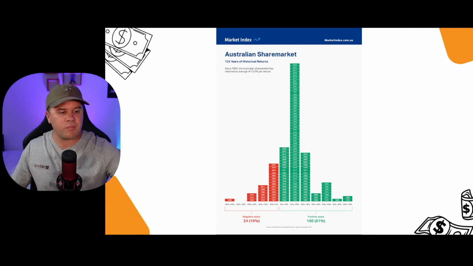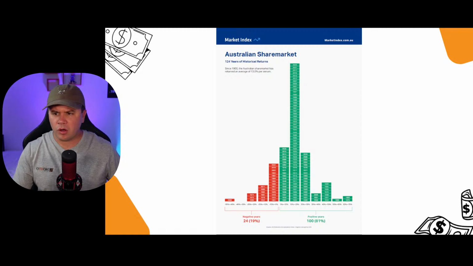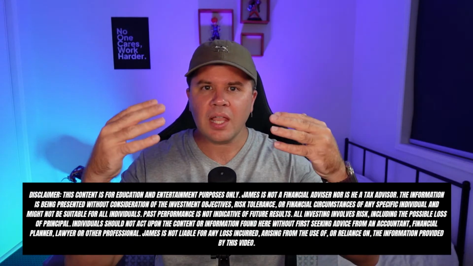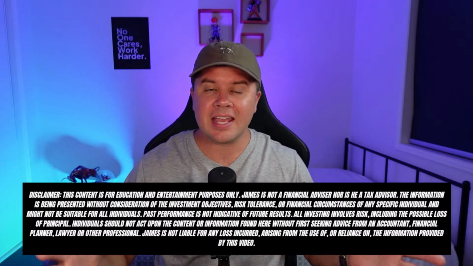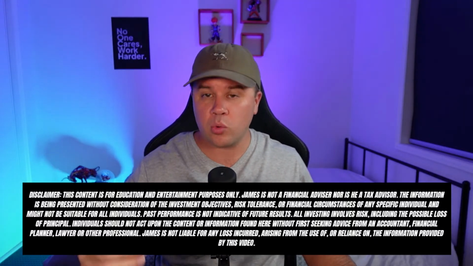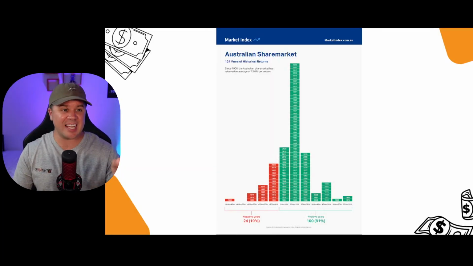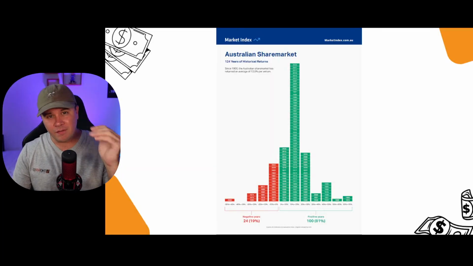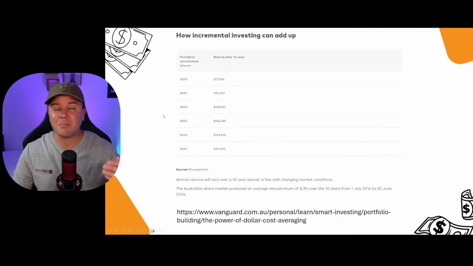So I love putting this up because it shows, and this is common for a lot of indexes, that over a long period of time, having that long-term mindset in the stock market and tracking an index, you can get some fairly decent returns. This chart says that over a 124-year period, the average return in the ASX was 13%. In the Vanguard slide we saw before, the average return was 8% per annum.